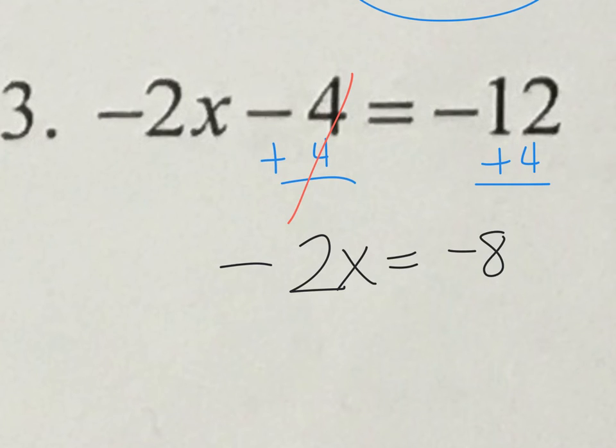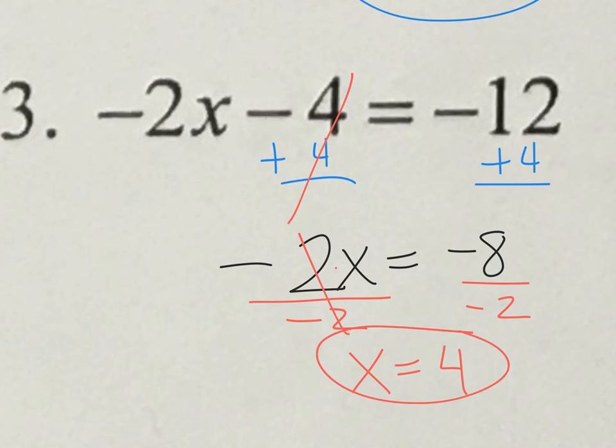Final step would be to get rid of the multiplication of -2 by dividing by -2. And of course, what you do to one side, you do to the other side. That cancels out. x does equal +4.